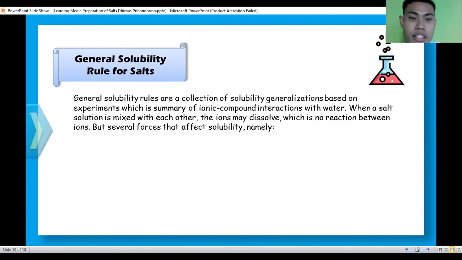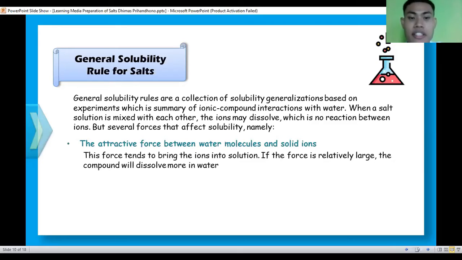When a salt solution is mixed, the ions may dissolve, meaning there is no reaction between the ions, but several forces affect solubility. The first one is the attractive force between water molecules and solid ions. This force tends to bring the ions into solution. If the force is relatively large, the compound will dissolve more in water.